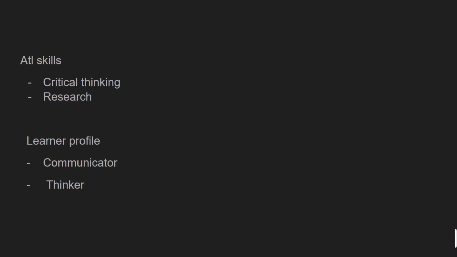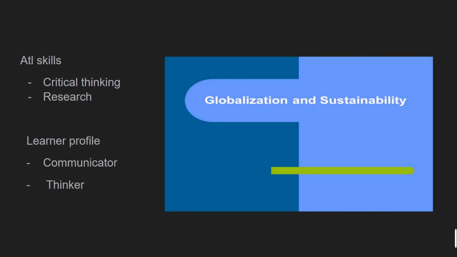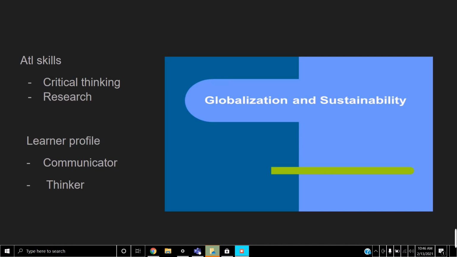ATL skills: critical thinking, research. Learner profile: communicator and thinker. Communicator because I communicated with my mentor, my coordinator, and also with my peers, my students, my teammates. Thinker because I thought of creating an app, as I've noticed many players shooting a ball in a wrong way or not a gentle way. Globalization and sustainability is the global context.